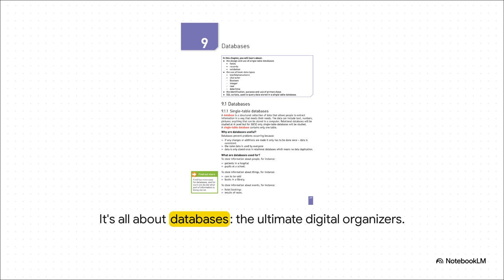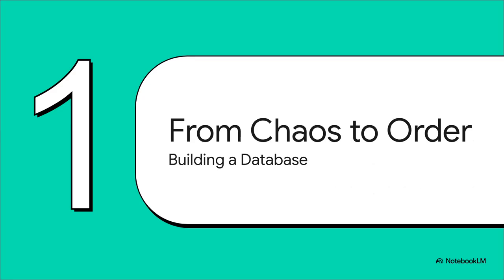At its very heart, a database is just a structured way to hold data. It's the thing that takes a chaotic, messy pile of information and turns it into a perfectly organized, instantly searchable digital system. It literally creates order out of chaos. Okay, so how do we actually create that order?